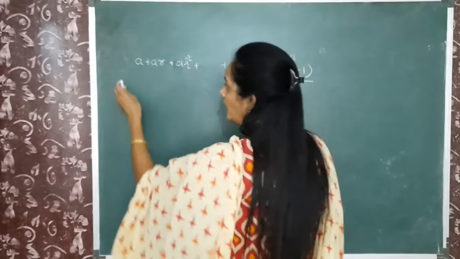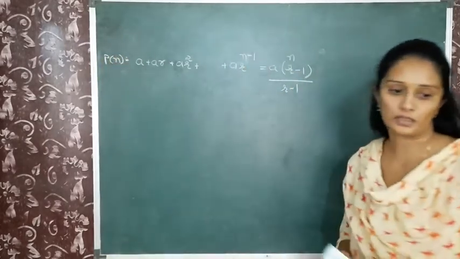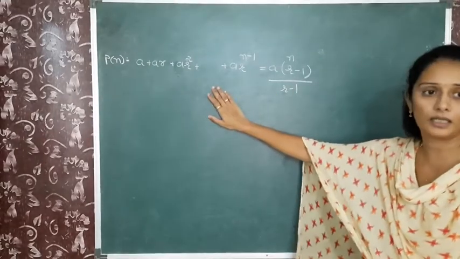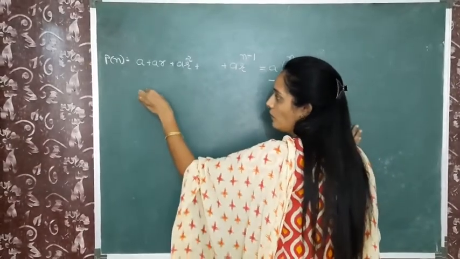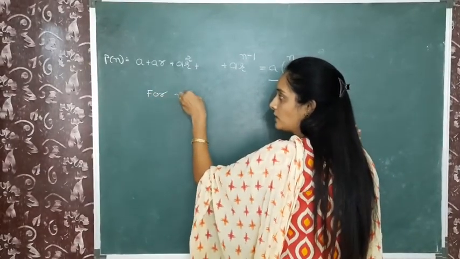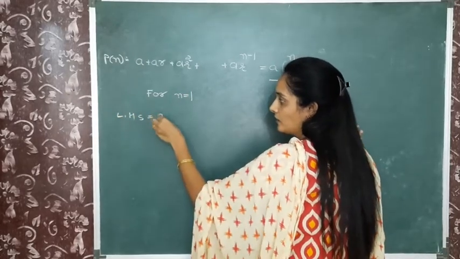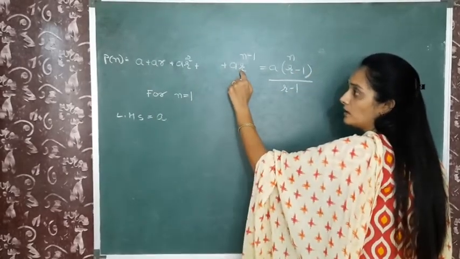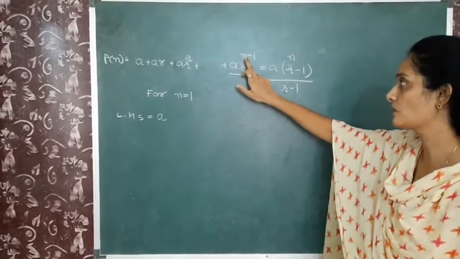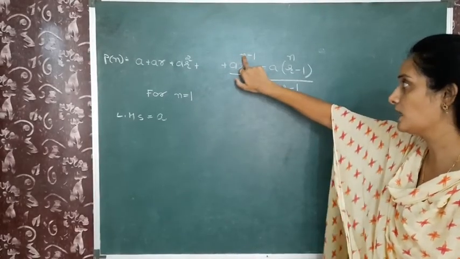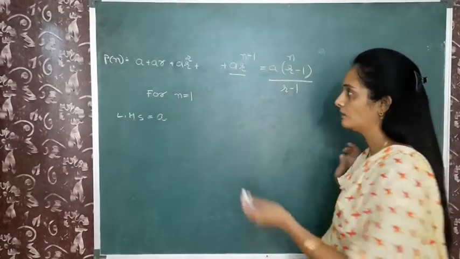So first we take the given statement as P(n), and first we prove the given statement is true for n equals 1. So for n equals 1, we can take the left hand side. So left hand side is a; otherwise in the last term of the left hand side you can put n equals 1, so 1 minus 1 is 0, r raised to 0. If any number has power 0, then the answer is 1. So here a.